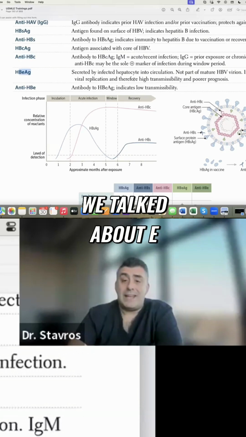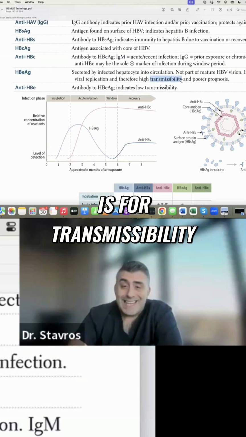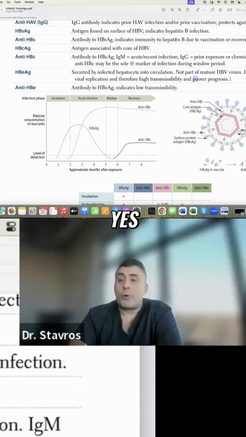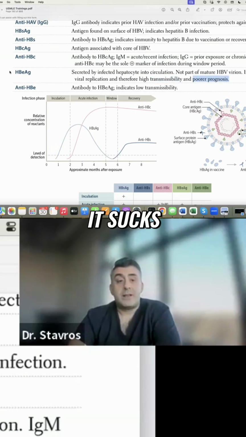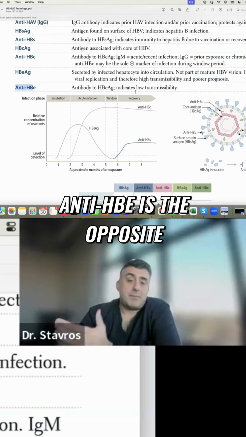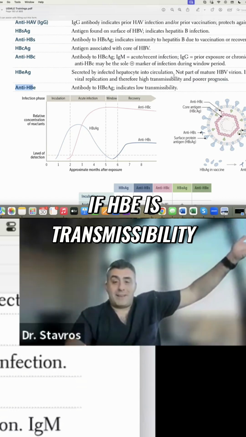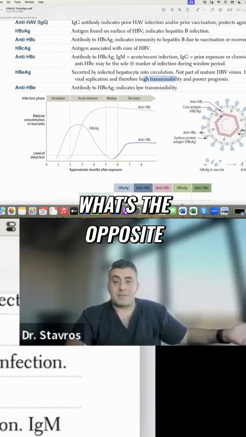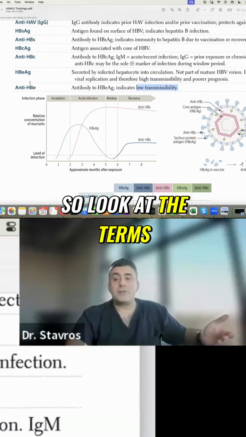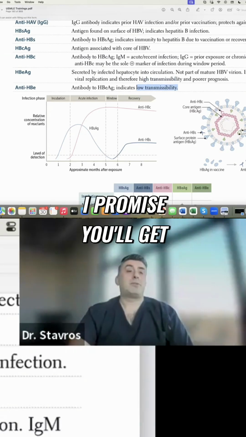And also, if you think this is not important, check this out. HBE, we talked about. E is for transmissibility. Yes, yes, yes. Or prognosis. Yeah, it sucks. Anti-HBE is the opposite. I mean, if HBE is transmissibility, which we said is this, what's the opposite? Well, low transmissibility. So look at the terms. I promise you get the points.